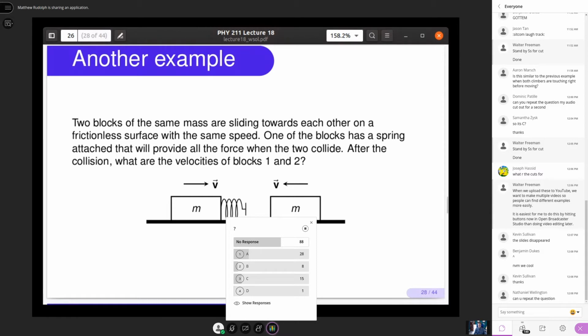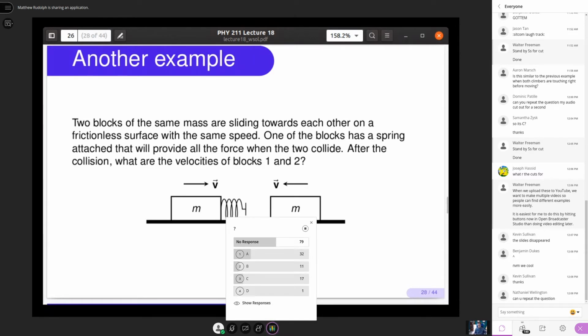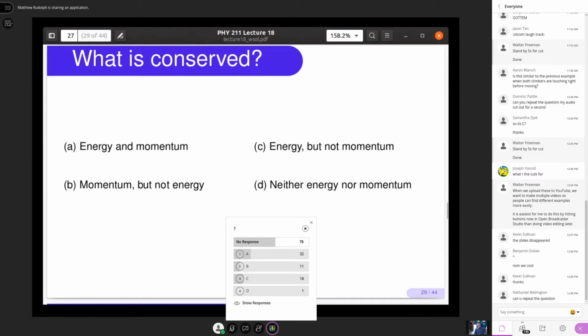Yeah, so I put this question back up on the slides, but it's, what is conserved, right? There's going to be a collision. So before they're touching to after they're moving away from each other, okay? Those are our before and after for this two blocks with the spring collision. And so what is conserved during that collision?